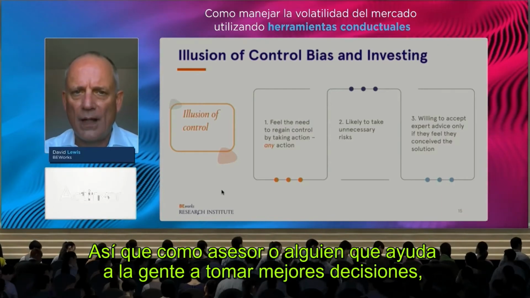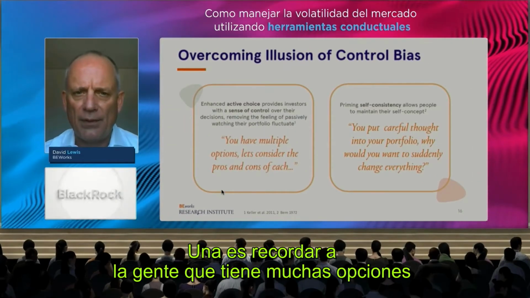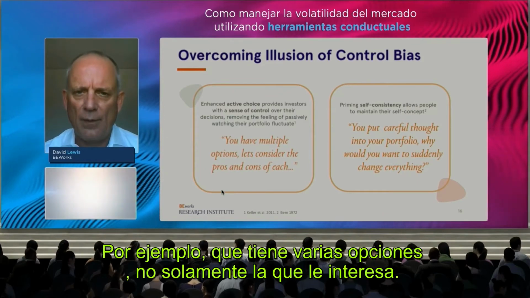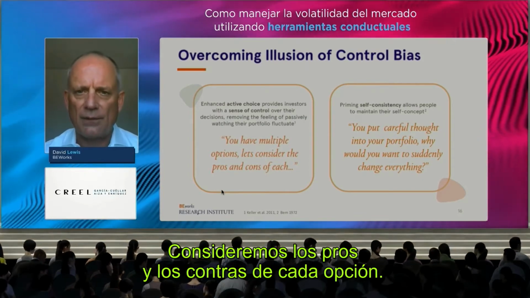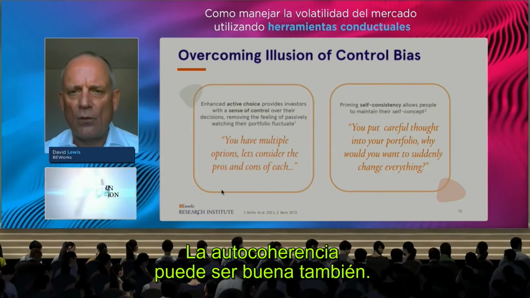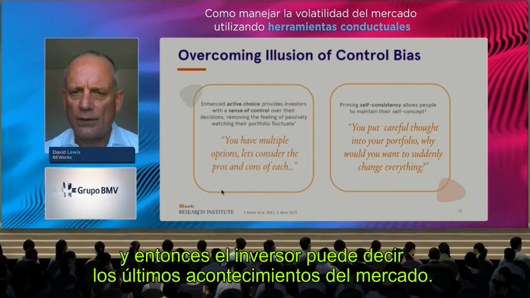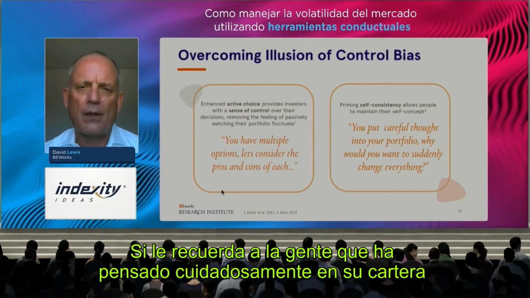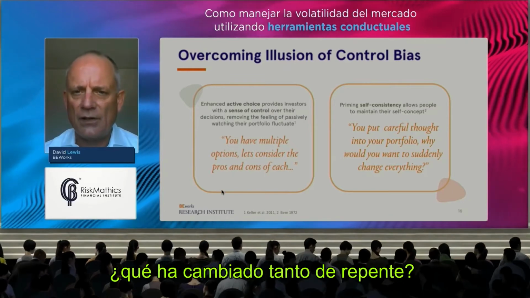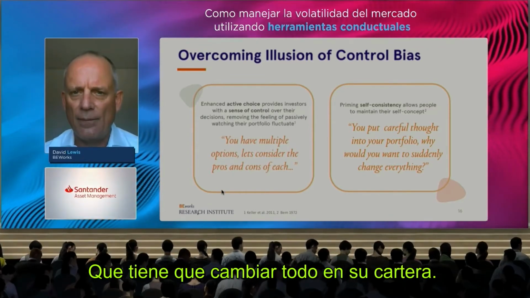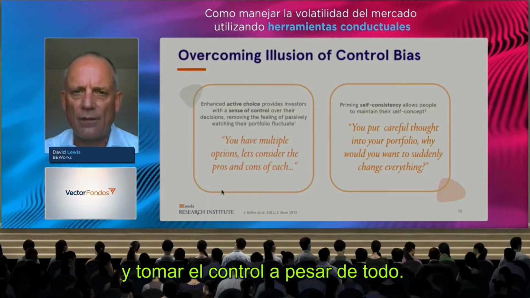So as an advisor or someone helping people make better decisions, what can we do? One is reminding people that they have many choices. So as an example, you make the argument, you have multiple options, not just the one you're fixated on. Let's consider the pros and cons of each option. And priming self-consistency can be good as well. Remember, oftentimes there's a well-constructed portfolio, and then the investor may say, recent market events, I want to do something, anything. If you remind people that they put careful thought into their portfolio and say, you thought this was a great portfolio just a month ago, what has suddenly changed so much that you have to change everything in your portfolio? And that'll again reduce this desire to just grab control and take control regardless.